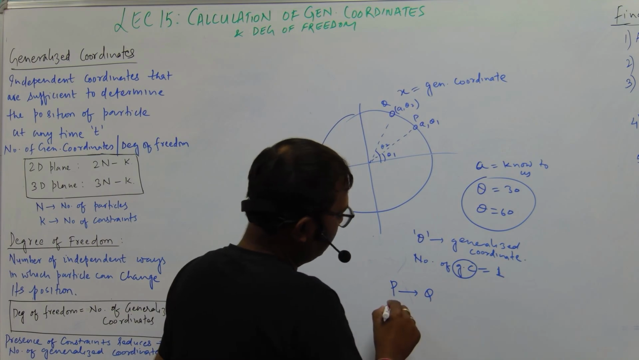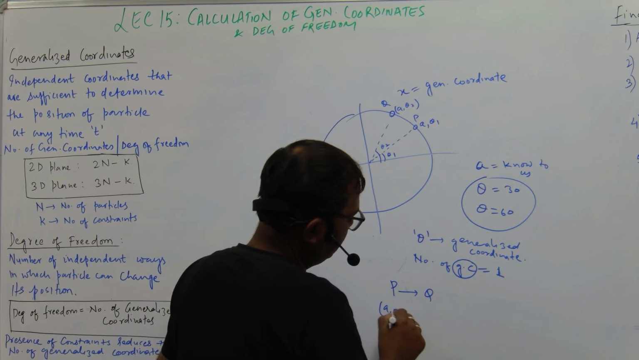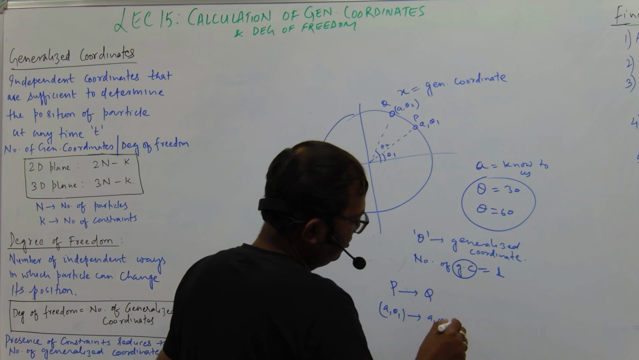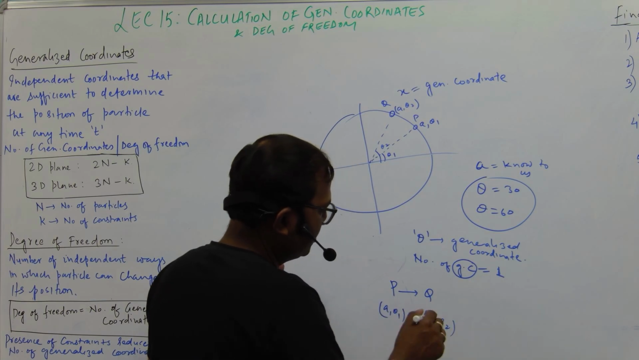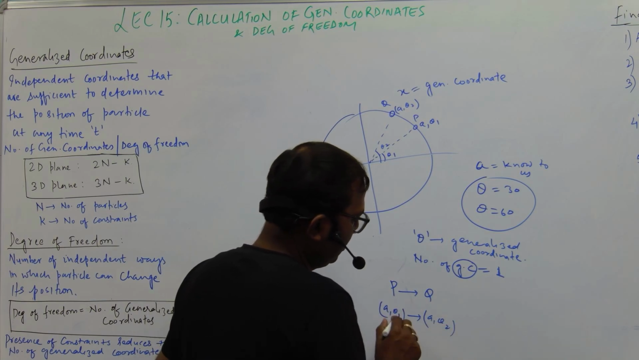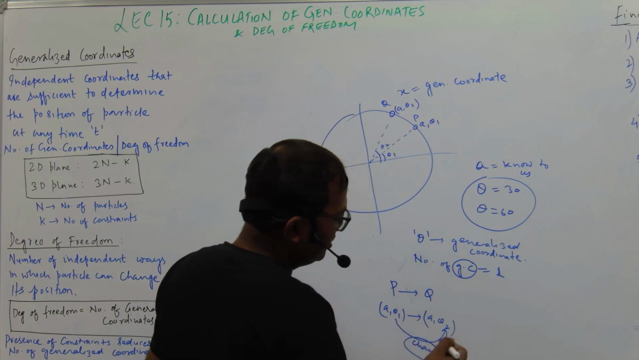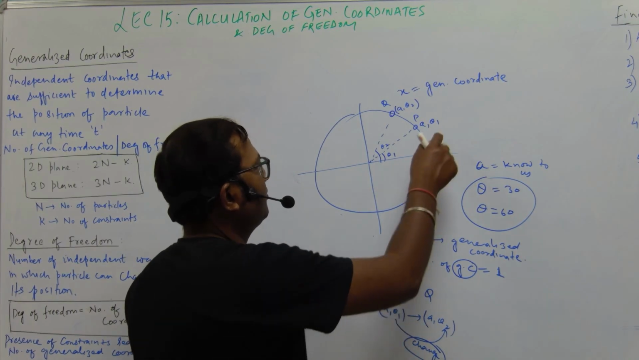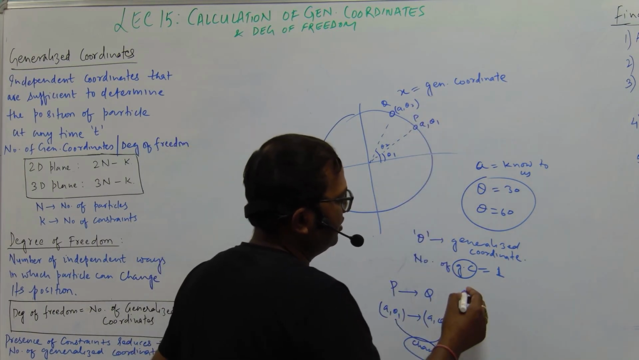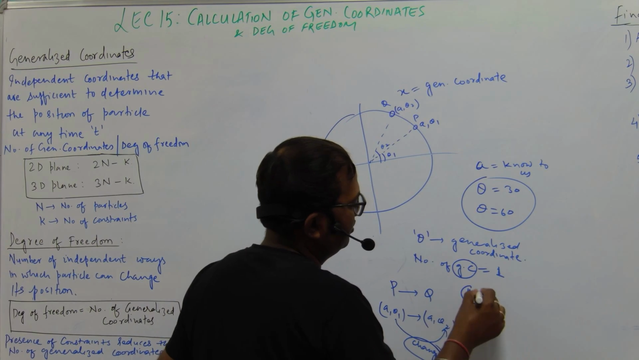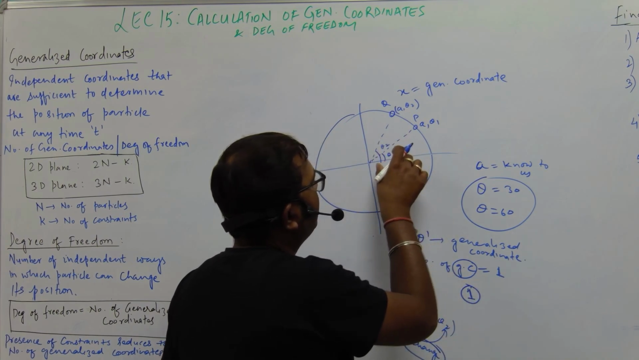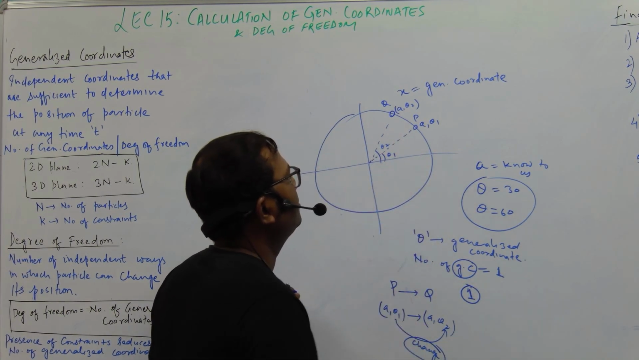Okay, so the coordinate कैसे चेंज हुआ, (a, theta 1) से (a, theta 2). Okay, so a is fixed here. So सिर्फ यहाँ क्या हो रहा है, थीटा में सिर्फ चेंज हो रहा है ना. तो थीटा में चेंज की वजह से पार्टिकल की पोजीशन चेंज हो रहा है. तो कितने तरीके से पार्टिकल की कोऑर्डिनेट चेंज हो रहा है, सिर्फ एक तरीके से. थीटा में चेंज की वजह से पार्टिकल की पोजीशन चेंज हो रही है.